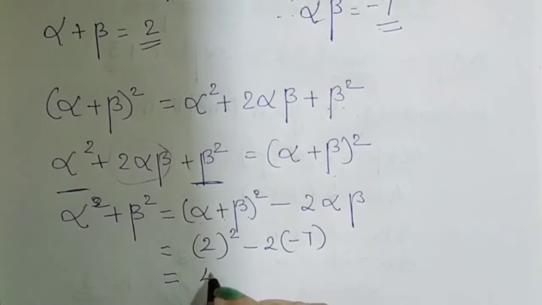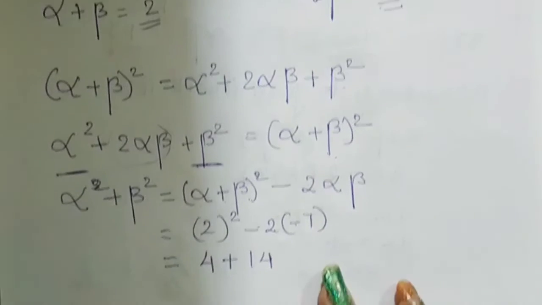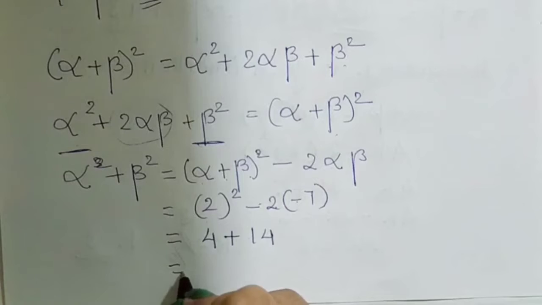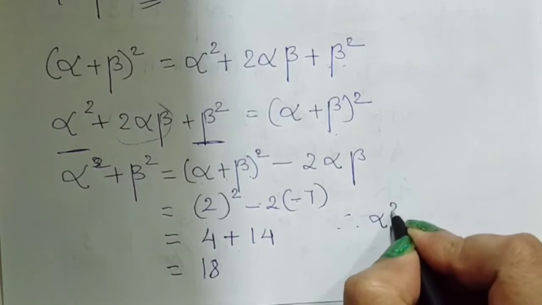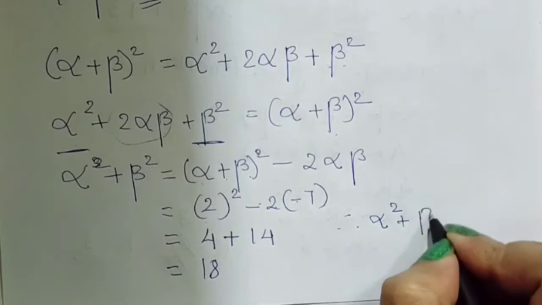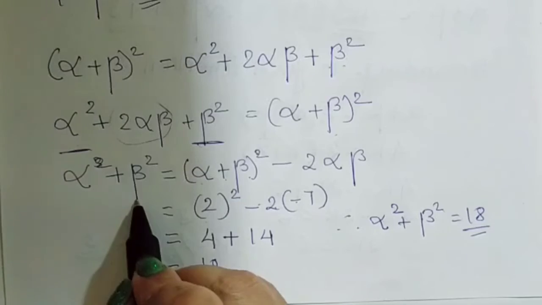Now here 2 square is what? 4, minus minus plus 7 2s are 14. Okay. Now here we got answer 18. So therefore alpha square plus beta square is equal to 18.